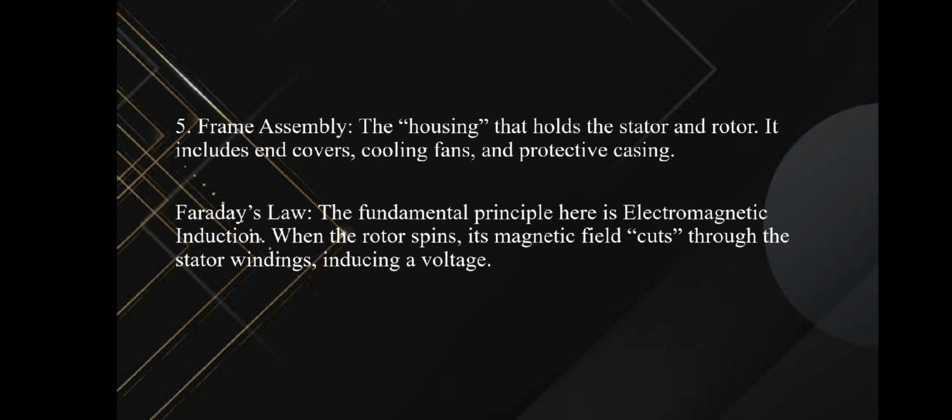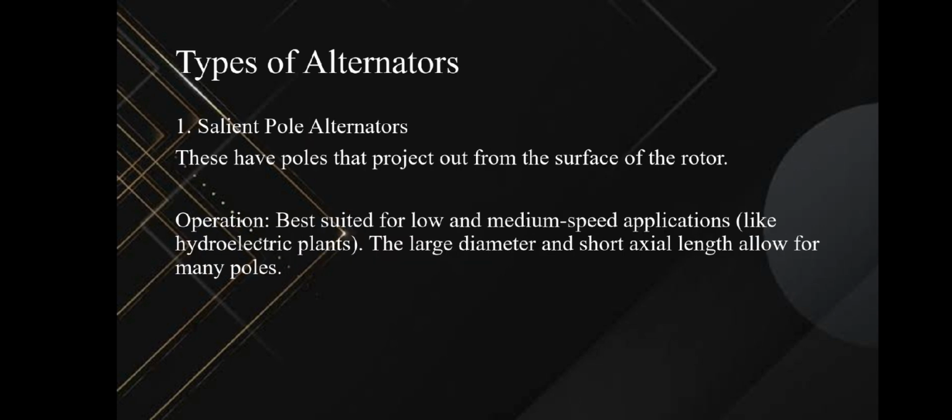Faraday's law. The fundamental principle here is electromagnetic induction. When the rotor spins, its magnetic field cuts through the stator windings, inducing a voltage. Types of alternators. 1. Salient pole alternators. These have poles that project out from the surface of the rotor. Operation: best suited for low and medium speed applications like hydroelectric plants. The large diameter and short axial length allow for many poles.